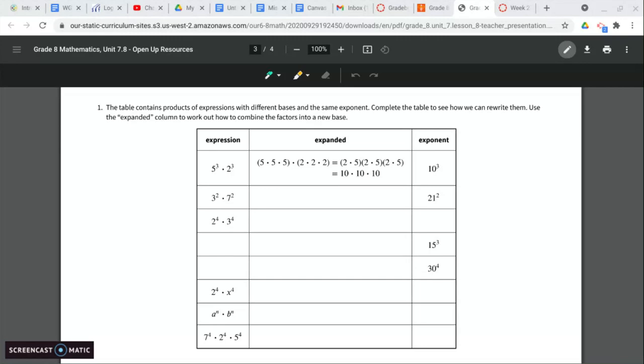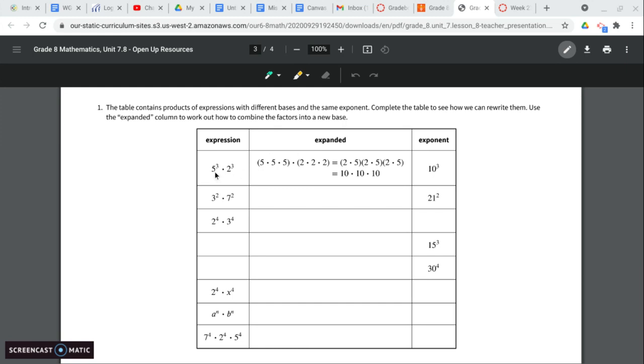So we are going to be looking at having multiple bases, so different kinds of bases, as you can see here, taken to exponents and seeing what that looks like in terms of multiplying them together. So the table contains products of expressions with different bases and the same exponent. Complete the table to see how we can rewrite them. Use the expanded column to work out how to combine the factors into a new base.